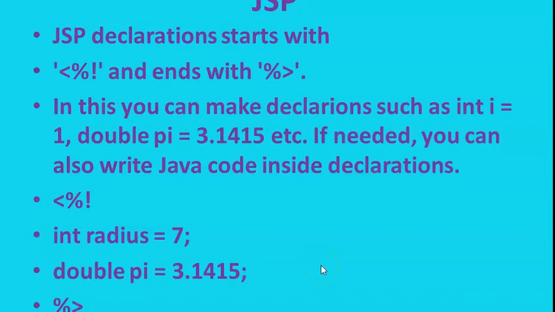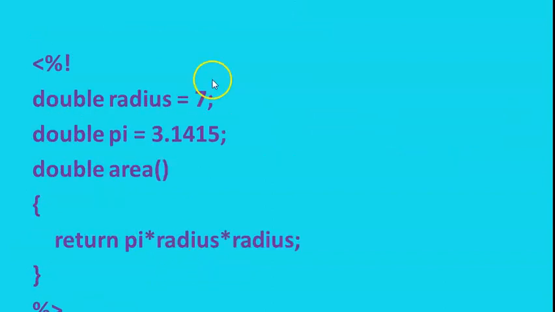This is one example of how the declaration starts in JSP. Already in the previous video I told how you declare. Any declaration goes inside the scripting tag, that is the percentage exclamation symbol, and it is also closed with a percentage close tag. This is the syntax of declaration. Inside that you have to write any variable declaration. These variables are used in the function called area.